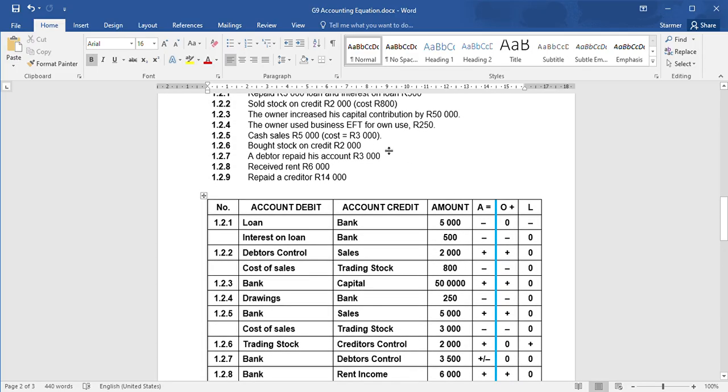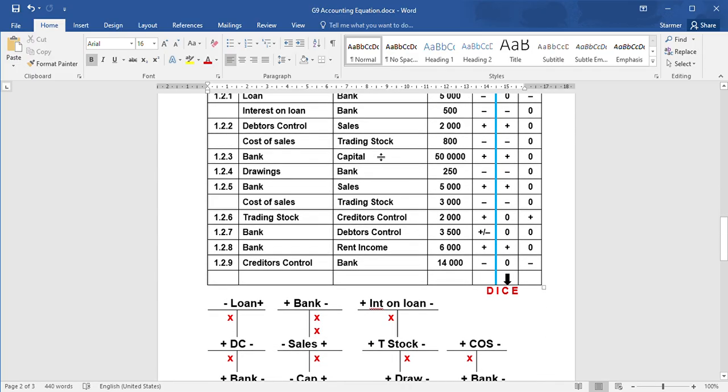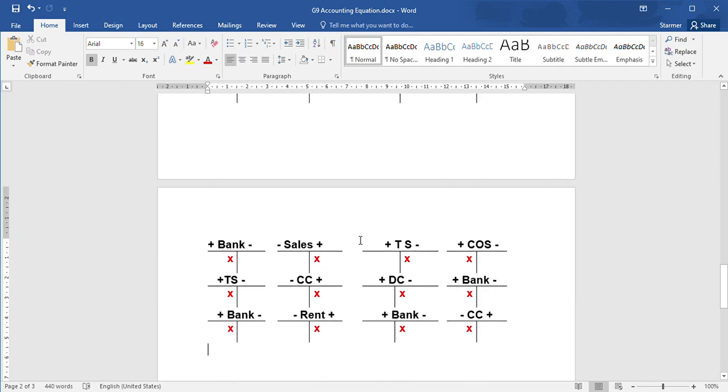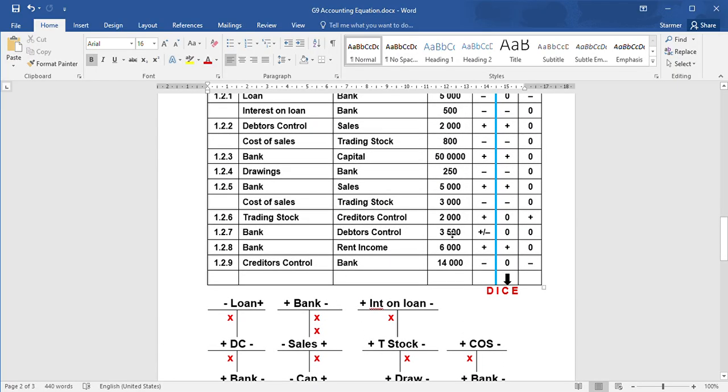Okay, the next one, bought stock on credit. If you buy on credit, you're not paying immediately. So therefore your 2 accounts here are going to be trading stock and creditors control. You're buying stock, so it's increasing in the debit, and you owe more money to your creditor, so creditors is increasing. So the X is on the debit side of trading stock. That's an asset going up. Creditors control is a liability, and we owe more money here to the creditor. Nothing happens to owner's equity. Please don't leave the things that don't change as blank. You must fill in the 0 sign.